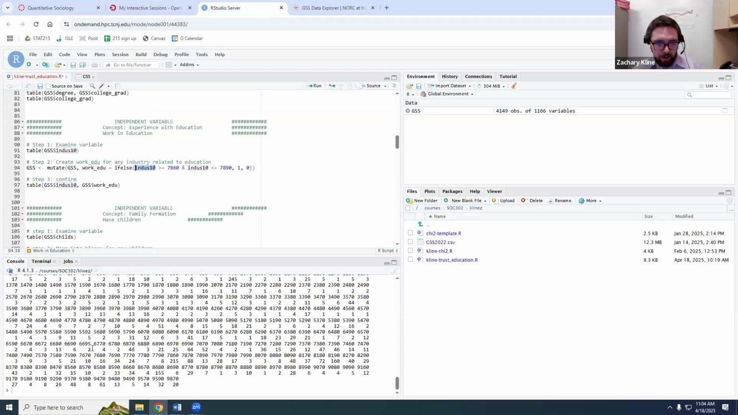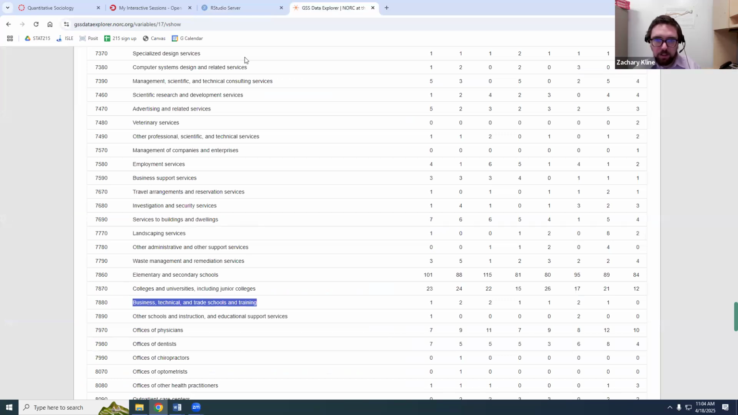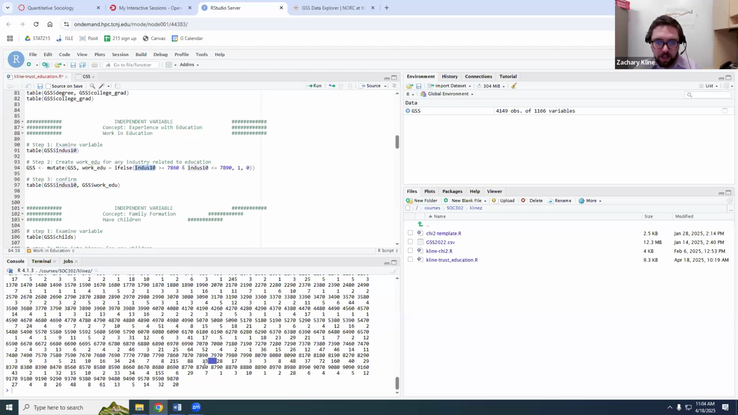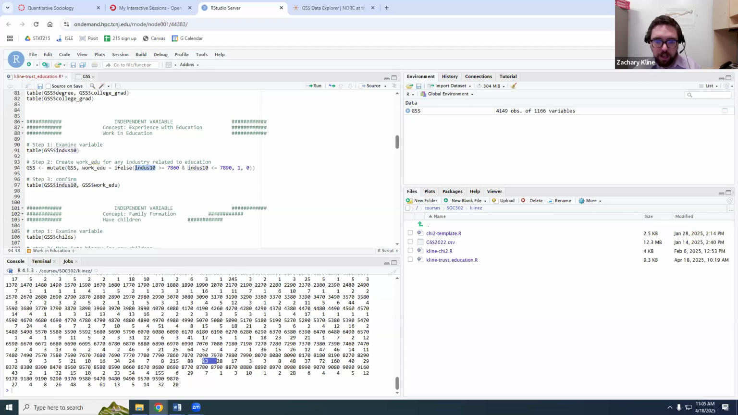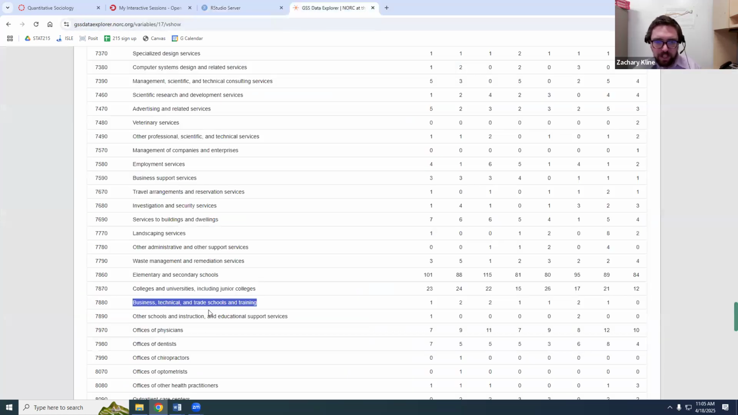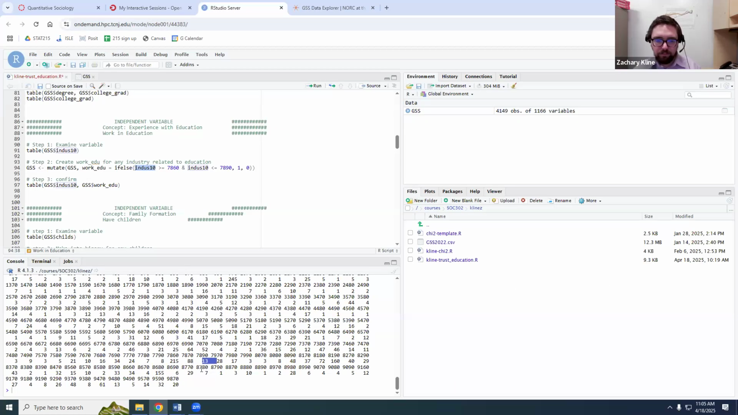So if we look back up here, we have 7860. There's 215 elementary or secondary teachers, 88 college faculty. It's really high. 7870, yeah. Well, that's a lot of college faculty on the survey. And 13, oh wait, that's 7890. Yes. And 13 folks who work at business, technical, and trade schools and training.